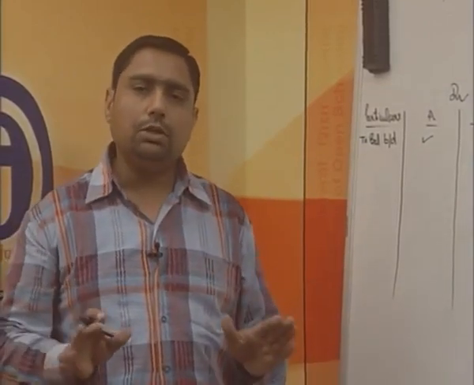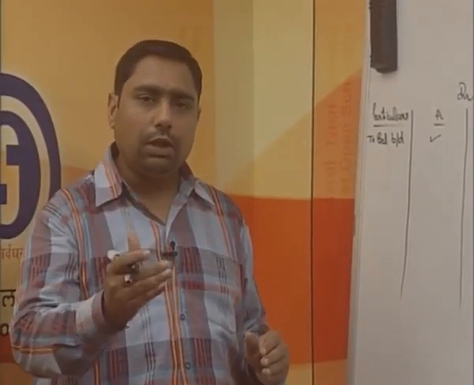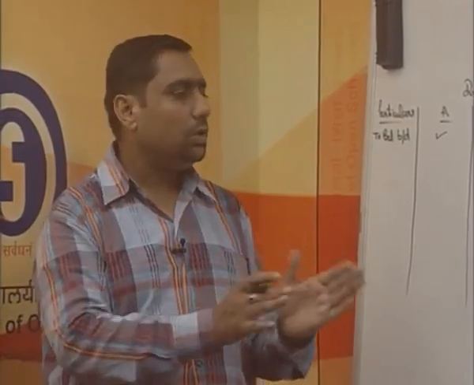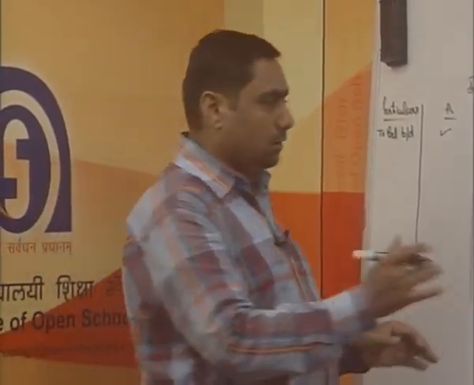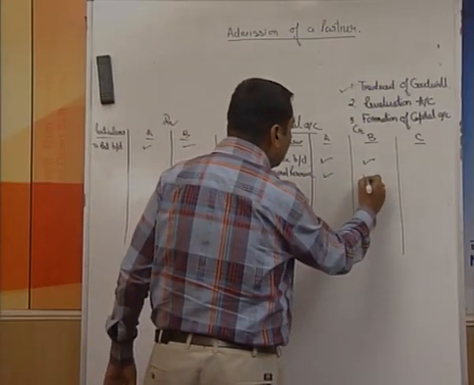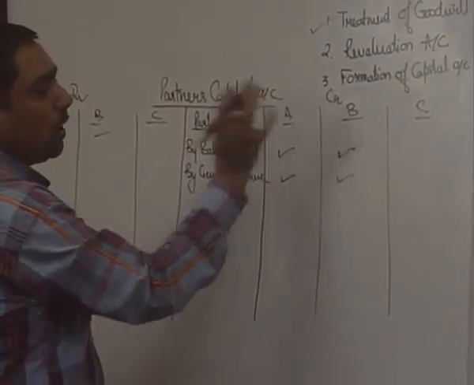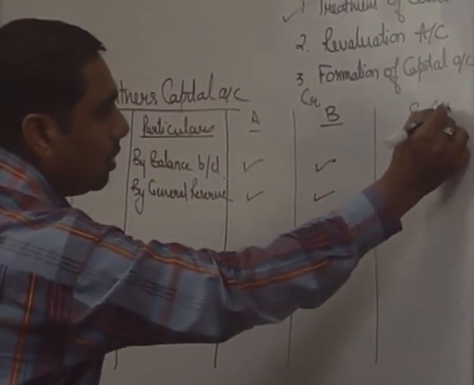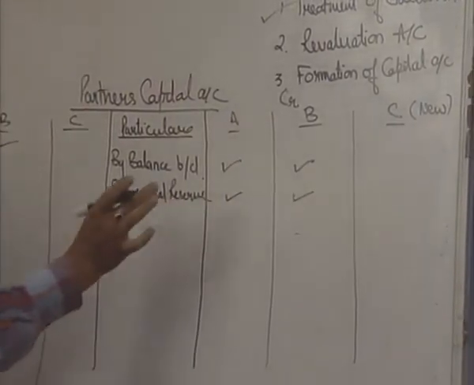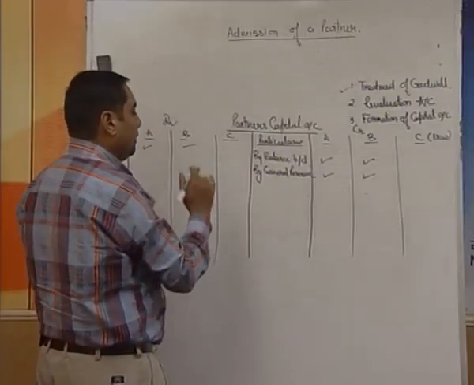Even though nothing has been given to you in the question, if a reserve appears on the liability side of the balance sheet, distribute that amount among the partners. As we are having two partners as the old partners, we are presuming that A and B are the old ones and C is going to be the new one. So, what we will do? We will distribute the reserve among the partners A and B.